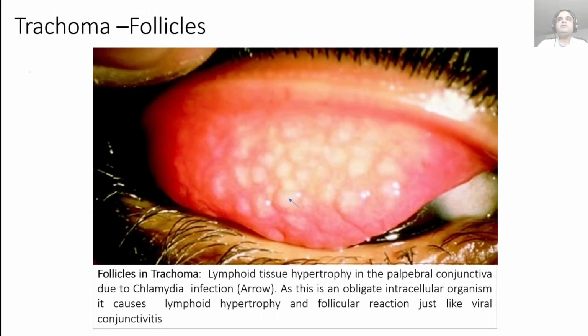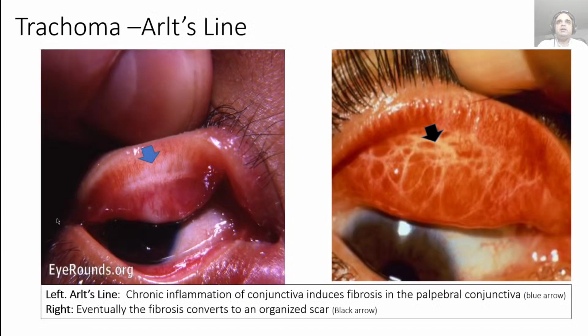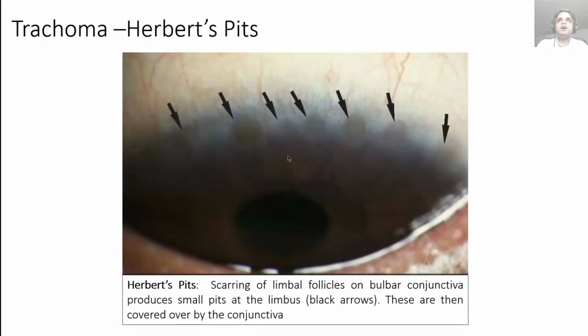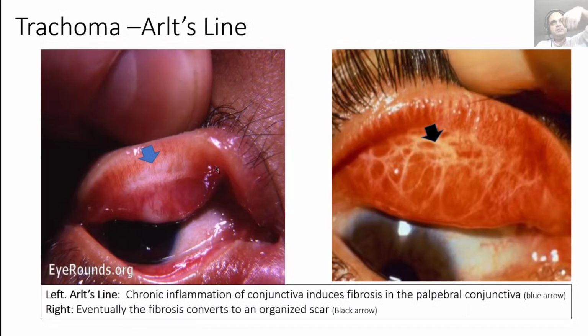So these are, again, follicles, and follicles of trachoma are very similar to the follicles that you see in the viral infections. That's why I've used the same picture. Rather than a circle, I've put an arrow here. This is the Arlt's line, and this is a very organized scar that eventually would occur because of the chronicity of inflammation, leading to scarring and fibrosis. And once this scar would contract, it would turn the lid margin inwards.